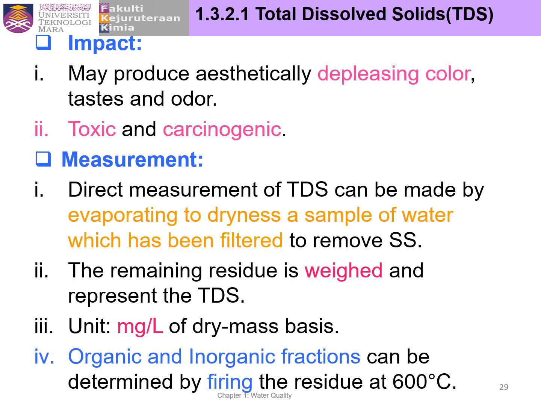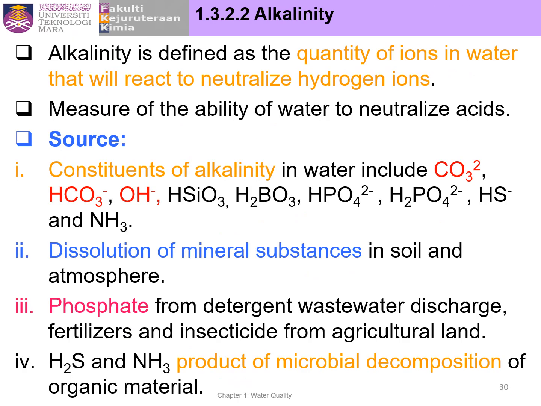And then the organic and inorganic fractions can be determined by firing. Remember, firing means you heat up. What is the difference between firing and heat? Usually when we talk about firing, it means that you heat up at a very high temperature. For example, the temperature used here for the TDS is 600 C.